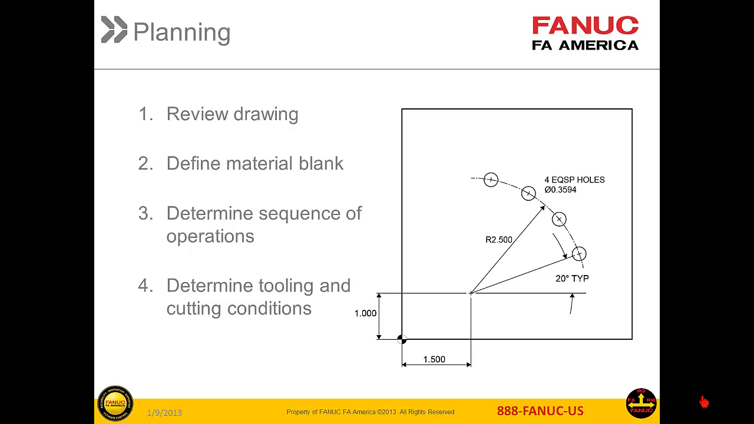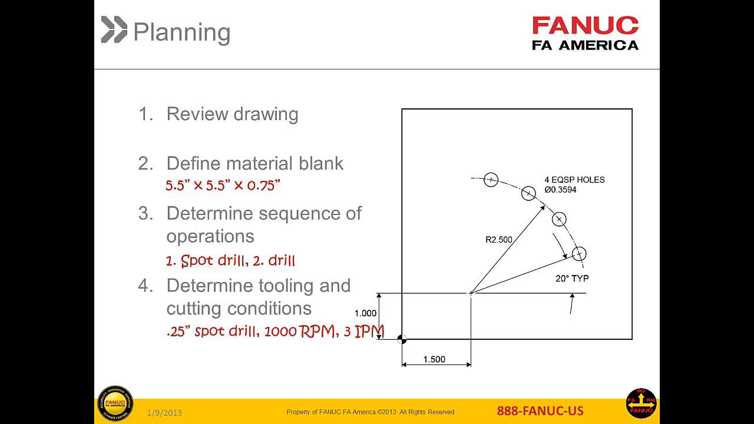At minimum, we need to review the drawing, and from that, we can start to make some decisions about machining the part. We can determine the material blank size. In this case, it will be 5.5 square by 0.75 inches thick. We can determine the sequence of operations. We will spot drill the four holes and then drill through the material. And finally, we can select the tools and calculate the cutting conditions.